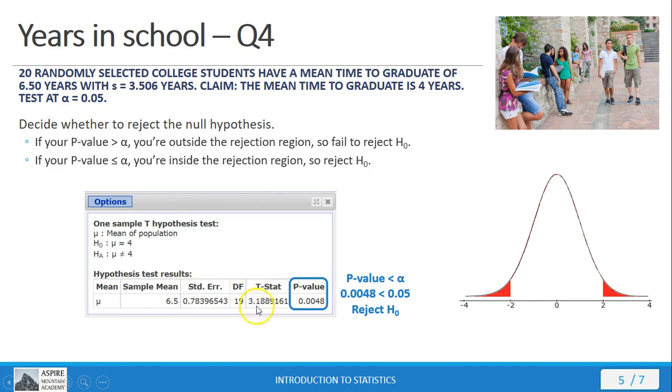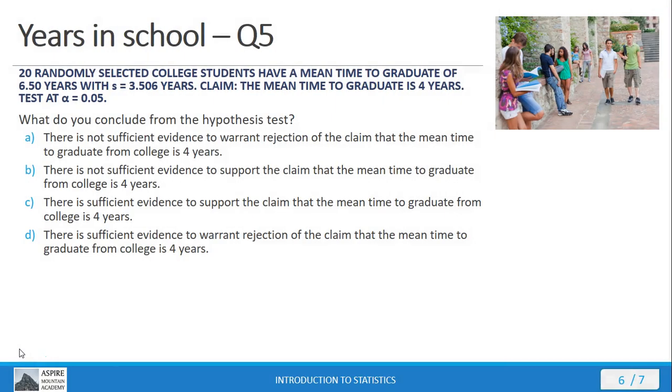Alternatively, if we wanted to use the test statistic, we can take the test statistic, 3.18. That's going to put us right about here somewhere, and you can see we're well inside that region of rejection there on the left. And so again, we reach the same conclusion. We're inside the region of rejection, therefore we reject H0.